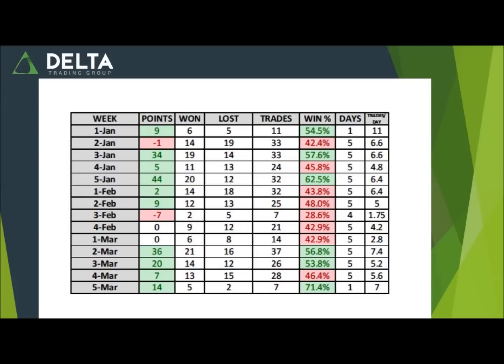Sometimes when you're trading, it's hard to keep things in perspective. Let's look at January. The first week in January, you would have a positive 9 points. The second week, a negative 1. The third week, a positive 34. And the fourth week, a positive 5. If you look at the winning percentages, it looks like you're not winning very much: 54.5, 42.4, 57.6, and 45.8.